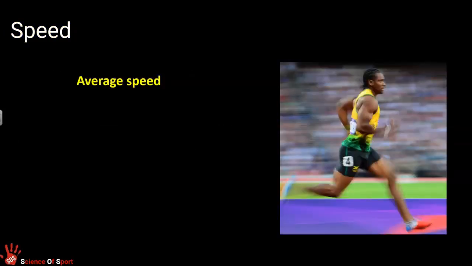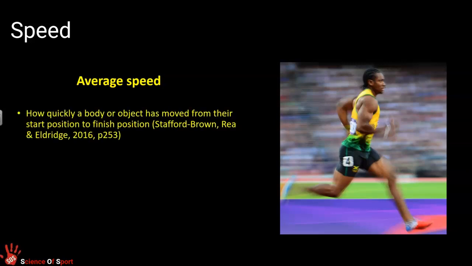You may in biomechanics refer to instantaneous speed, but most likely you're looking at average speed over a certain distance and the time it took an athlete to travel that distance. What was their speed? That's average speed. Here's the definition. This Stafford, Brown, Ray and Aldridge is actually from the yellow sports science textbook.